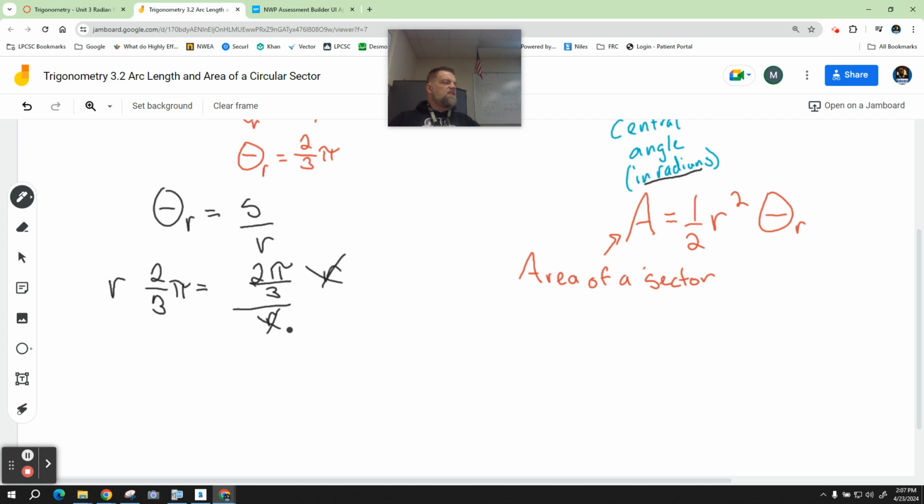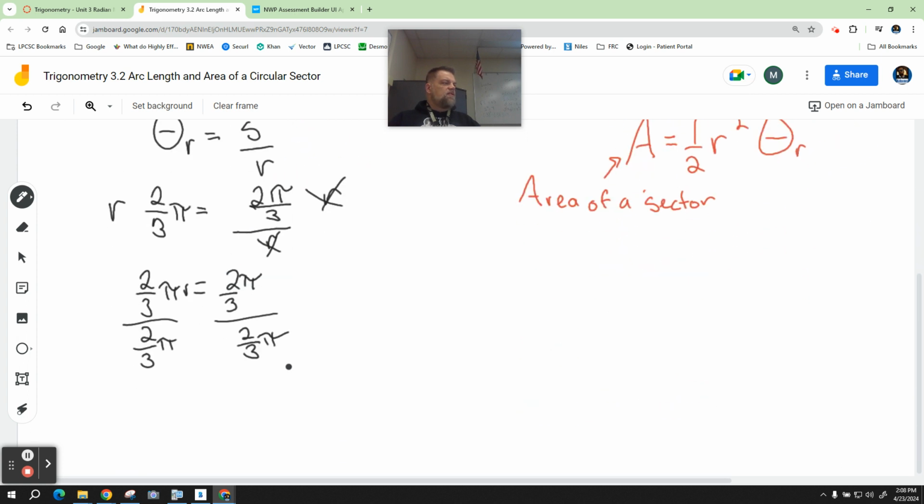This r cancels with this r, and we've got 2/3 pi times r equals 2/3 pi. So then I've got to divide this side by 2/3 pi so I can get r by itself. Whatever I do on one side, I have to do to the other. When I do that, 2/3 pi divided by 2/3 pi is just 1. 1 times r is r.